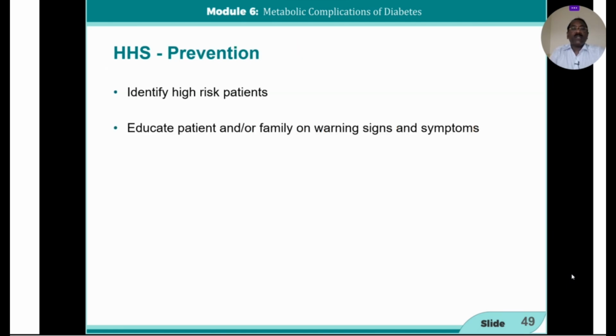And prevention: identify the high-risk patients, and educate the patient or family on warning signs. See, most of the diabetics living alone or in old age homes are more prone because they are under a lot of stress and strain, so they are not being seen by the regular doctor frequently. So these are the people who get HSS.